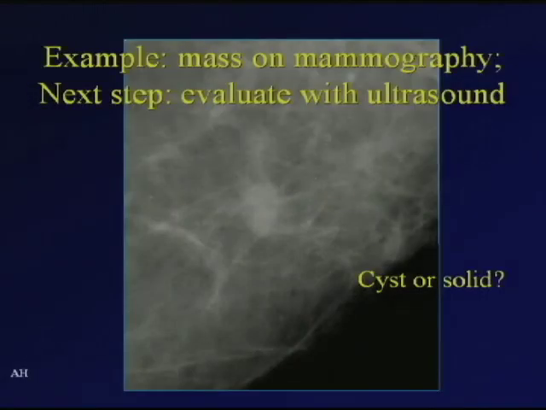Here's an example of a mass that we have found on mammography. It looks fairly well circumscribed, or is it really? Do we see some spiculations coming from it? It needs further evaluation. We want to take it to ultrasound.